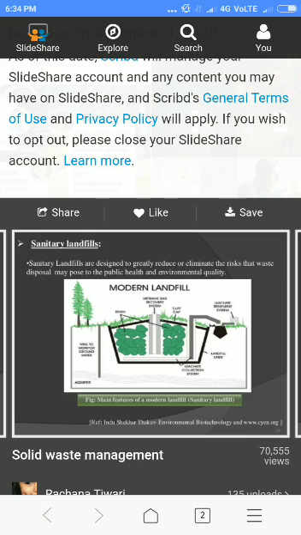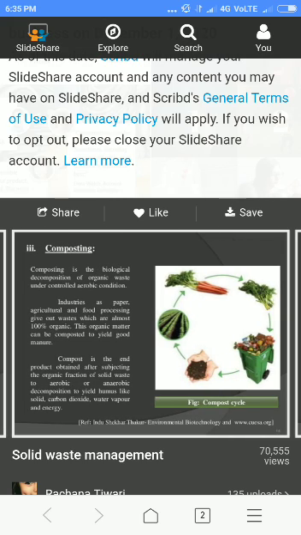Sanitary landfill is also one of the methods. In this case, this method is designed to greatly reduce or eliminate the risk that waste disposal may pose to public health and environmental quality also.